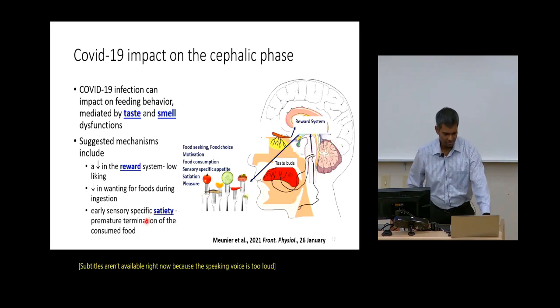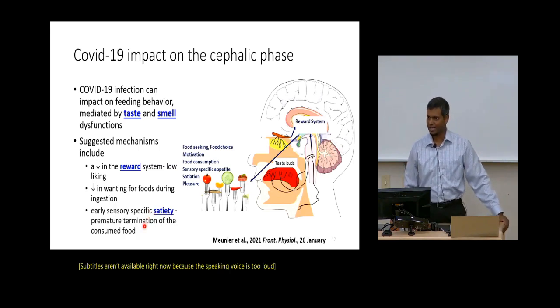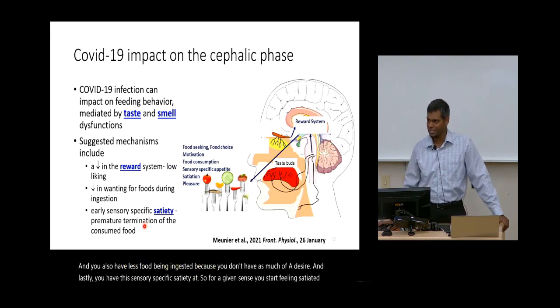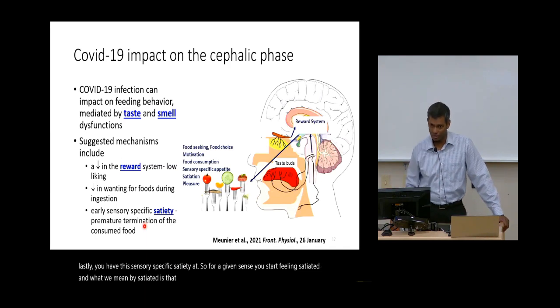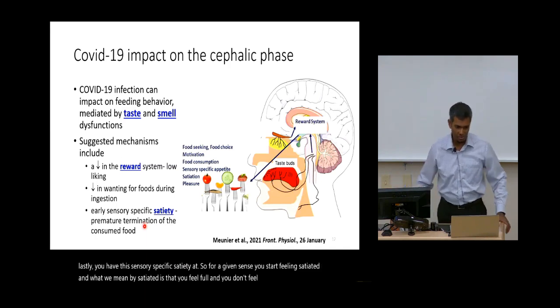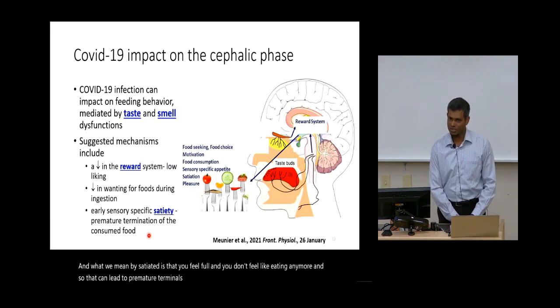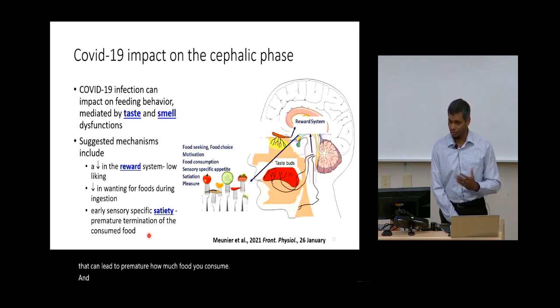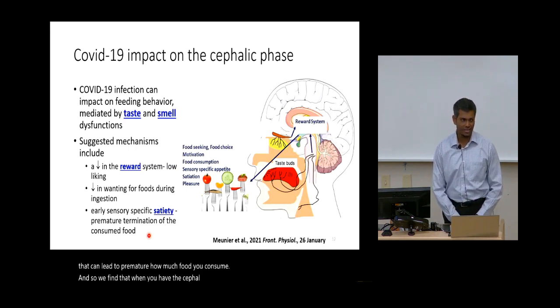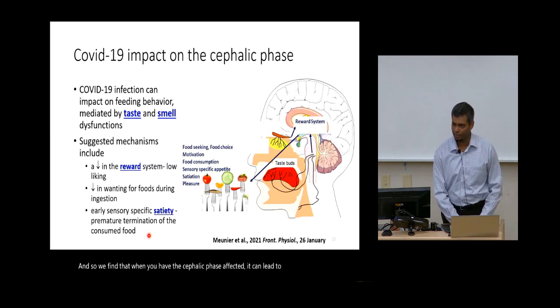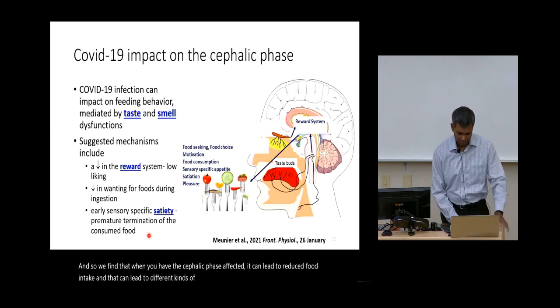And lastly, you have this sensory specific satiety, right? So for a given sense, you start feeling satiated, and what we mean by satiated is that you feel full and you don't feel like eating anymore, and so that can lead to premature termination of how much food you consume. And so we find that when you have the cephalic phase affected, it can lead to reduced food intake, and that can lead to different kinds of deficiencies.